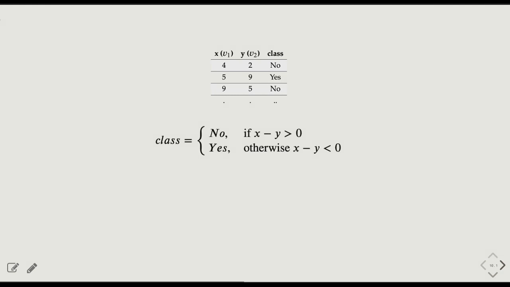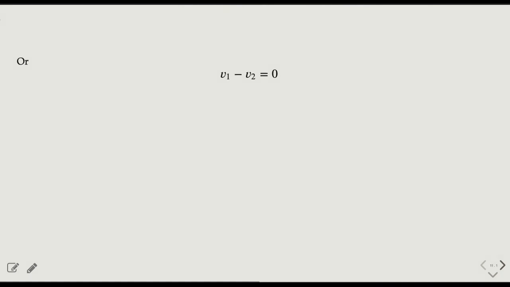So for example, here if x minus y, which is width minus height, is greater than 0, then the class is no. And otherwise, that is if x minus y is less than 0, then the answer is yes. Okay, so we see that the linear equation that separates these two classes is x minus y equal to 0, right? Or we can write it as v1 minus v2, v1 for width, v2 for height, equal to 0, okay?